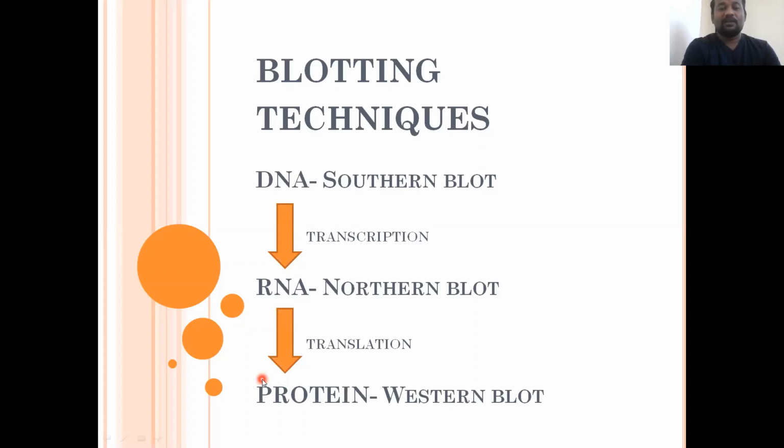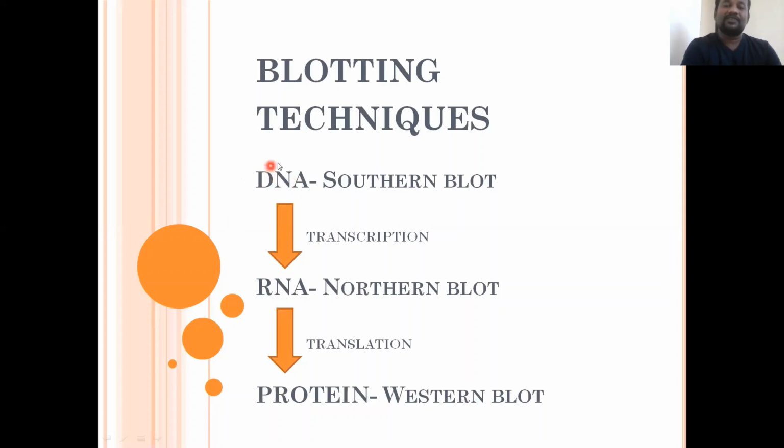So this can be reversed: RNA can be converted into DNA with the help of the enzyme reverse transcriptase from retrovirus. So the reverse transcriptase enzyme will help convert RNA, that means mRNA, into DNA. That is the reverse transcription process. So there is a relation between DNA, RNA and protein. DNA can be transcribed into RNA, and RNA can be translated into protein.